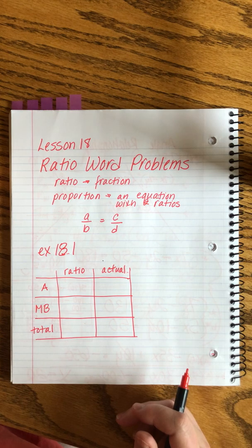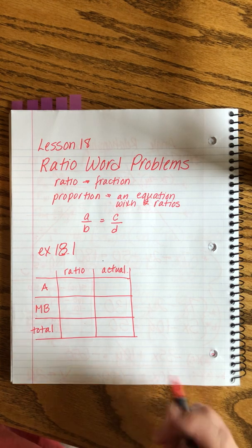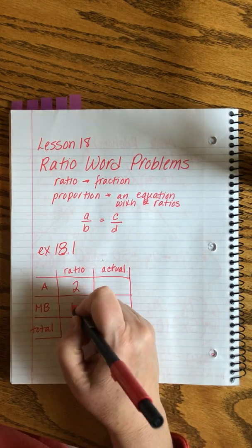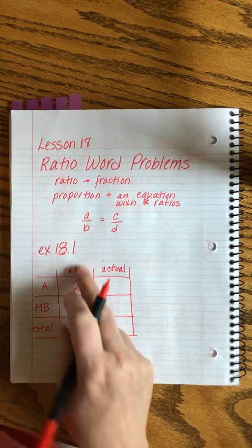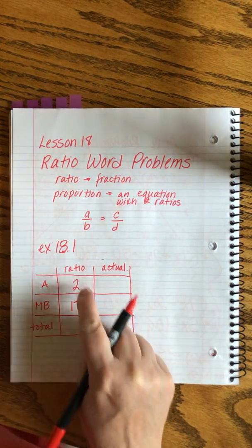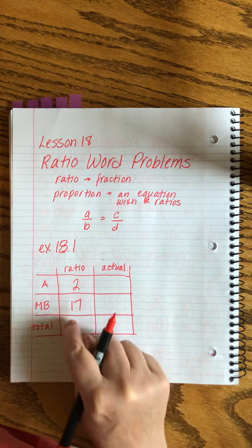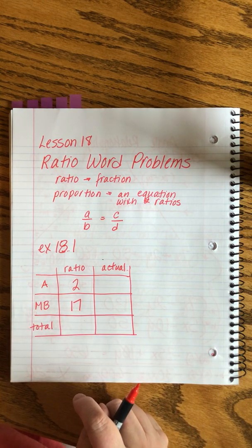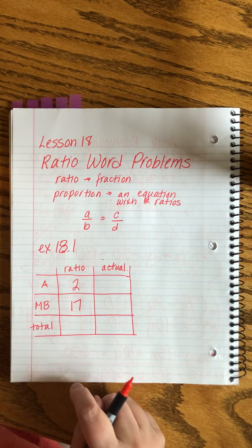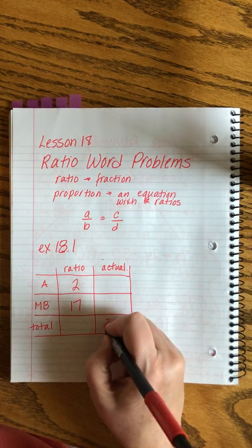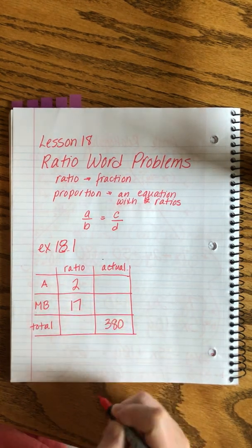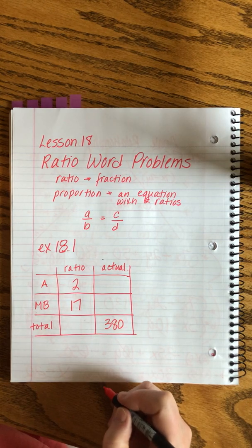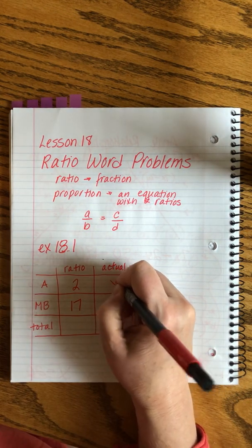Okay. Ready? Here we go. The ratio of Arabians to mixed breeds in the herd was 2 to 17. Just write it right down in the ratio thing. That's the fraction, 2 to 17. We could write it as 2 over 17, and soon we will. If there were 380 horses in the herd, okay, that's the actual number. How many were Arabians? So that's where we put the X.